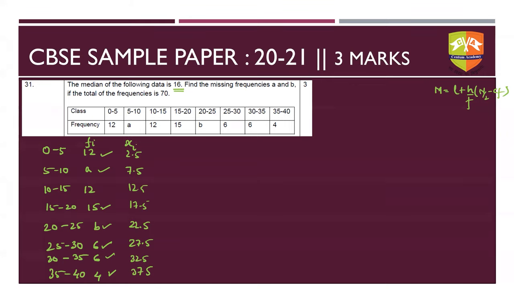Okay, now what? To calculate median, I have to first find out the cumulative frequency. So be very, very careful. So cumulative frequency. So 12. So keep adding 12 plus A. Then 12 plus A, and then again 12. So 24 plus A. Okay. Then 15, 39 plus A. Then 39 plus A plus B. Then 45 plus A plus B. Then 51 plus A plus B. And then 55 plus A plus B. Now be very, very careful. Again, repeat: 12 plus A, and then 12 again. So 24 plus A, 39 plus A, 39 plus A plus B, 39 plus 6, 45, 45 plus 6, 51, 55. This is the thing, right?